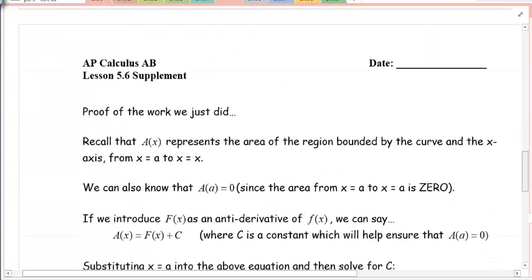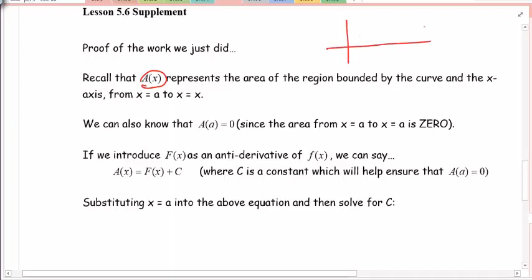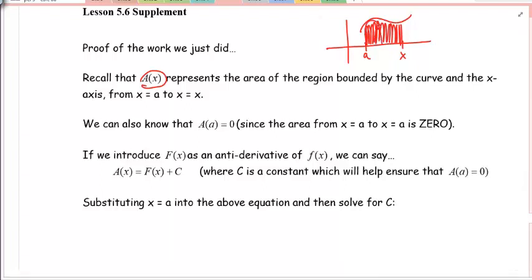Now, if you're curious about why that works, let me just give you a quick proof. Remember that if I call A of x the area of the region bounded by the curve from x equals a to x equals x. So imagine this area here that I'm shading in, that whole thing represents A of x. Of course, this is a function y equals f of x.